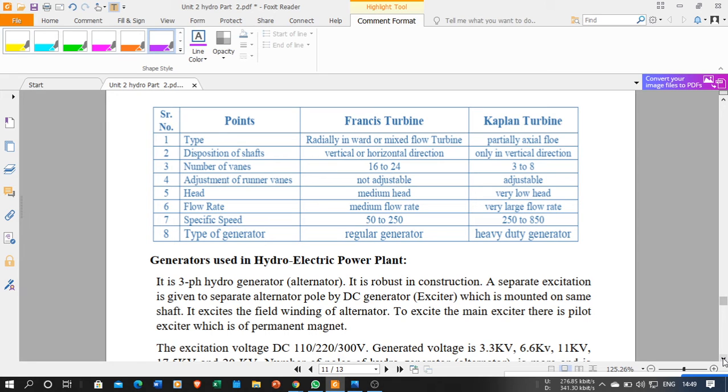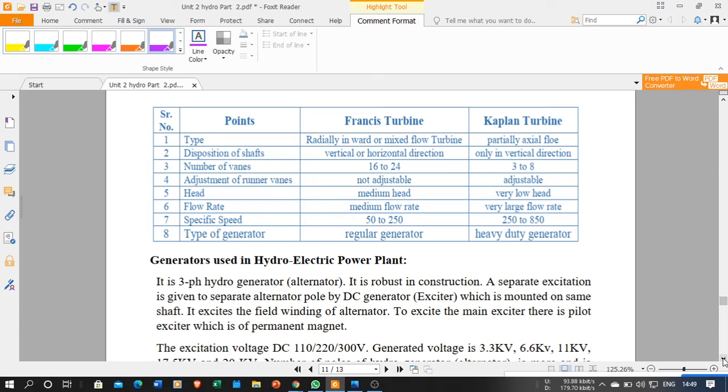Okay, then compare the Francis turbine and the Kaplan turbine. Both are reaction turbines. The Francis turbine is a reaction turbine and the Kaplan turbine is also a reaction turbine. But there are certain differences. What are these differences? Type. In case of the Francis turbine, the water flow is radial inward, or mixed flow. But in case of the Kaplan turbine, it is an axial flow turbine.